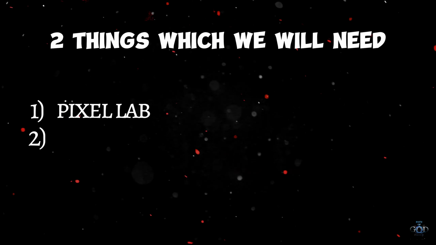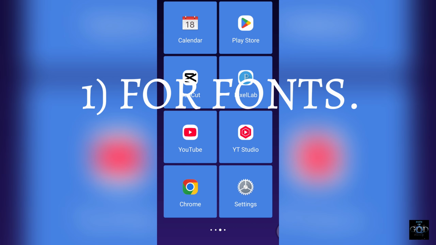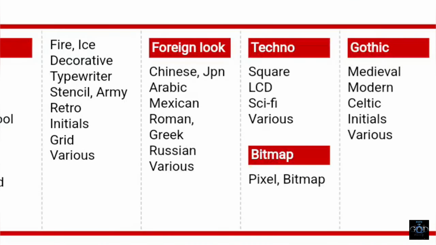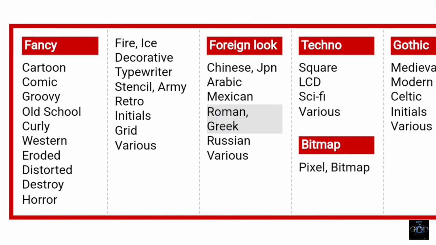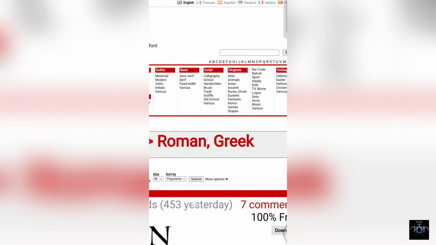First, we will need two things. First, an app, which is Pixel Lab. Second, the font you want for the text. For fonts, we will go to Chrome and search for the website named DaFont. Here you can find many categories. Let's select this and download whatever you like. And you can search a font's name too.